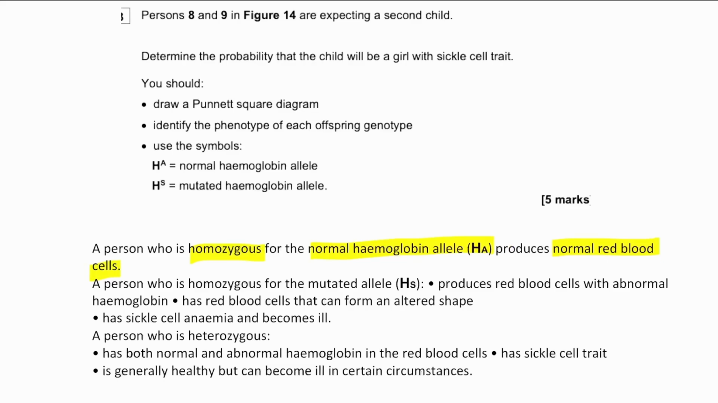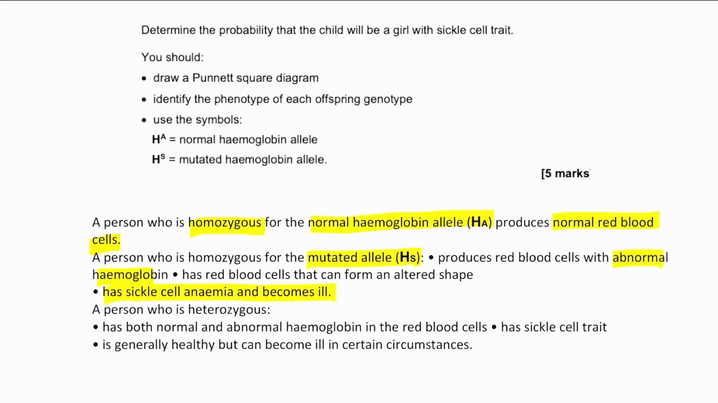A person who's homozygous for the mutated alleles, and also alleles you should know the meaning of, produces red blood cells with abnormal hemoglobin, and has red blood cells that can form an altered shape, and has sickle cell anemia and becomes ill. Okay, that's the key thing. If they have homozygous mutated alleles, then they have sickle cell anemia. If they have homozygous normal alleles, then they have normal red blood cells and they don't have it. A person who is heterozygous, so this is the interesting one, has both normal and abnormal hemoglobin in the red blood cells, and has sickle cell trait, is generally healthy but can become ill in certain circumstances.